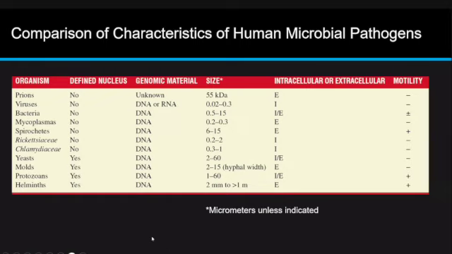If you compare some of the characteristics, realize that prions, viruses, bacteria, your mycoplasmas, which are a specific type of bacteria, as well as your spirochetes, your rickettsia, and your chlamydia species, they all are prokaryotes, and they have no defined nucleus other than prions. Prions are a protein. It is not a living organism as we have defined an organism. And so none of these have a defined nucleus. When you get up to yeasts, which are unicellular, versus molds, which are multicellular, these become eukaryotic. They have a defined nucleus, as well as your protozoans and helminths.